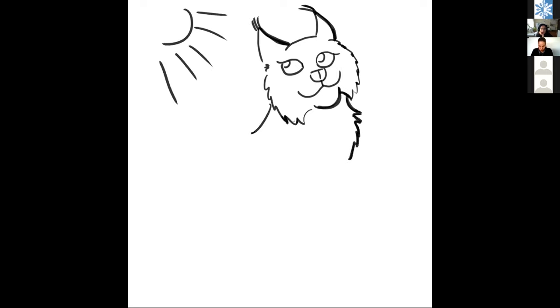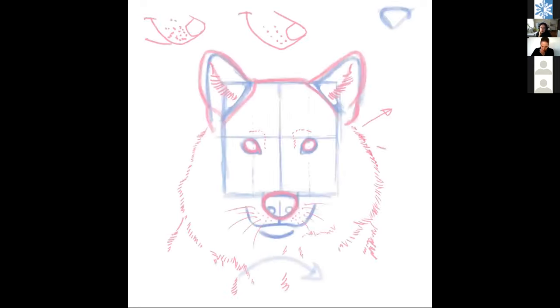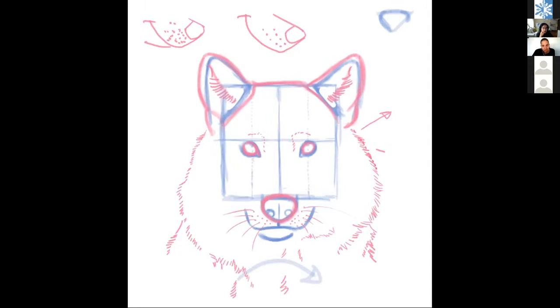Even though it's just a line drawing, a line art, I don't know if you can notice that difference. So what I want you to do with your wolf is, let's pretend light is coming from this direction.